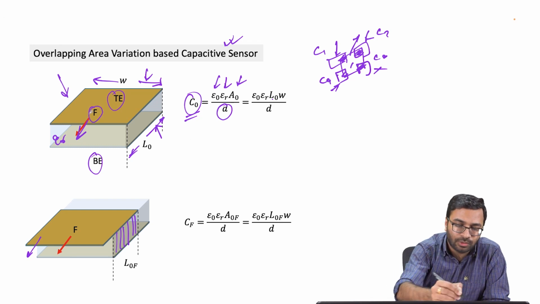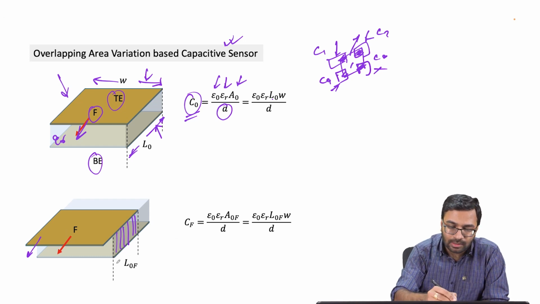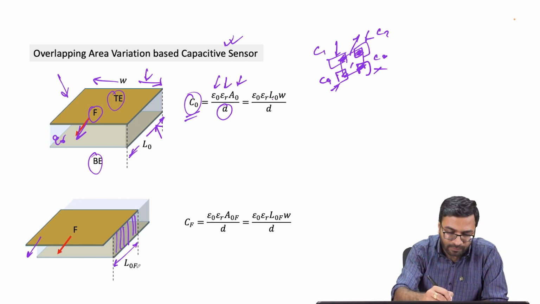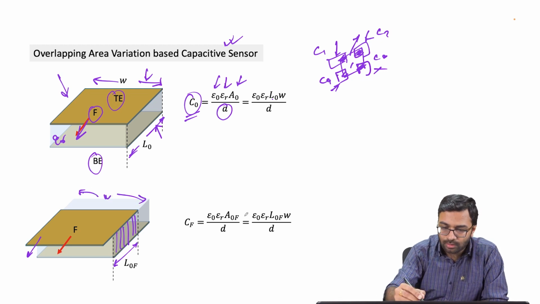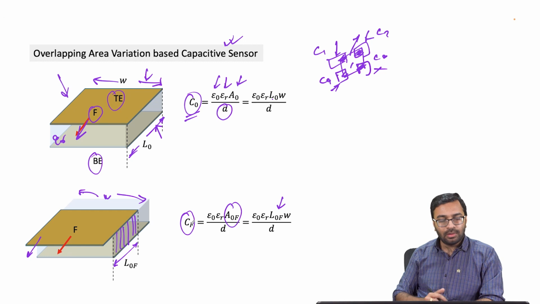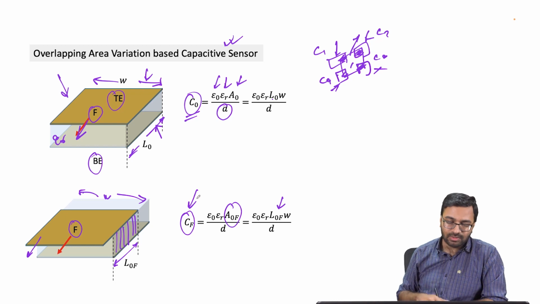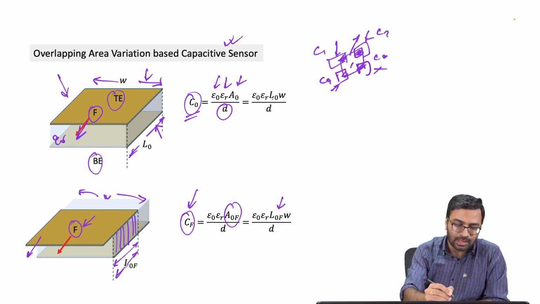But once you apply a force, the top electrode actually shifts towards the direction of force, and in such a situation consider the overlapping length is L0f and the width remains the same, that is W. So the area A0f will be L0f into W, and that's why the value Cf, that is the capacitance value when you apply a force F, will change. Now if you can detect this capacitance value, you will be able to quantify this force, right, because the displacement is a function of the applied force.